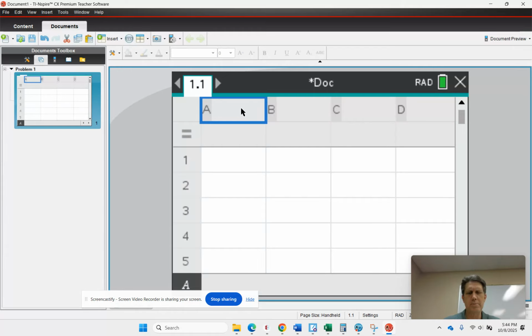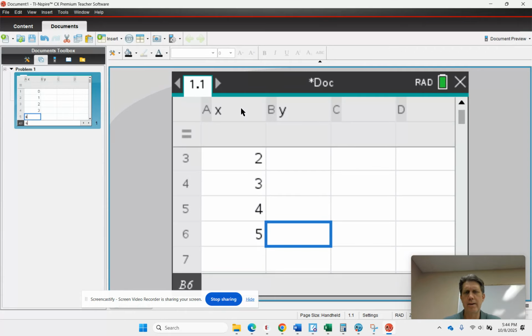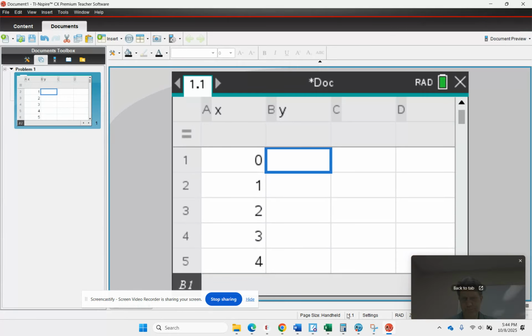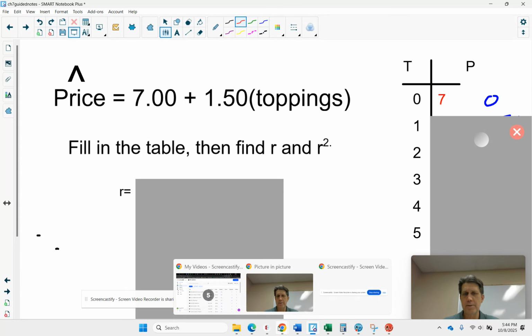If you're using the Inspire, we would probably call these X and Y, and we'd have 0, 1, 2, 3, 4, 5. And you're substituting those in. And if I put 0 into that equation, I should get $7, because 0 times that. Now that would be the y-intercept.